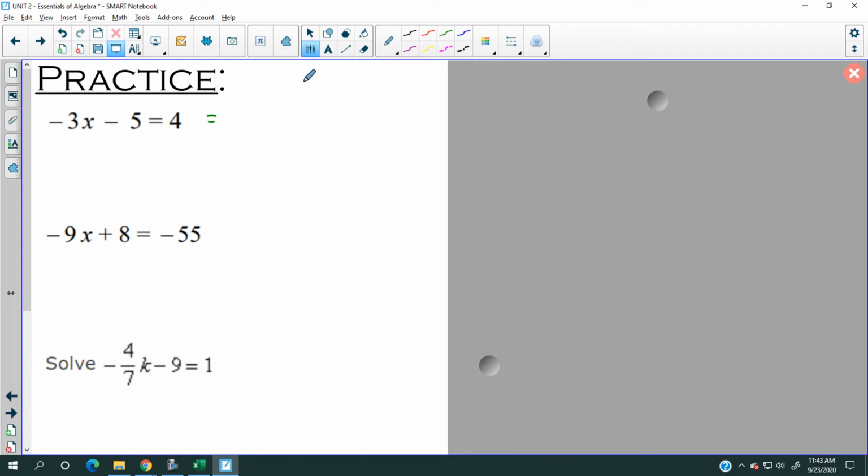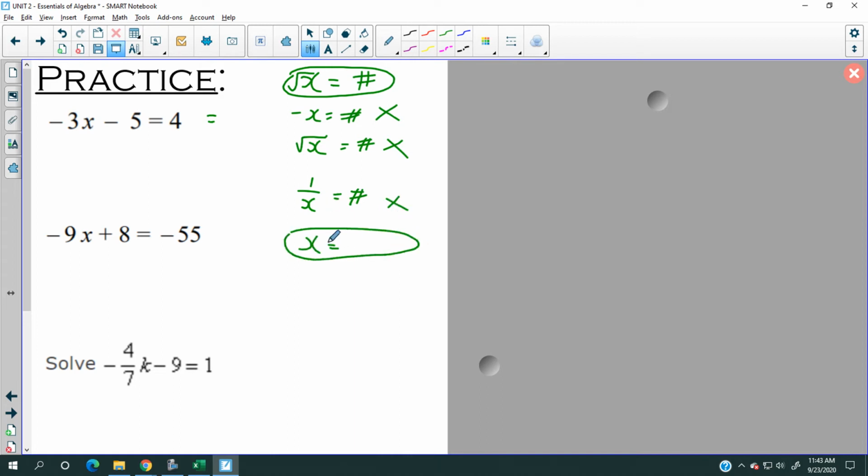This is how you know that the game is over: when you have one letter equaling a number. That's when you know the game is over. One letter means a positive letter, not negative x, not the square root of x, none of that. So for example, this is not it. This is not it. This is not it. Only this is an acceptable answer.